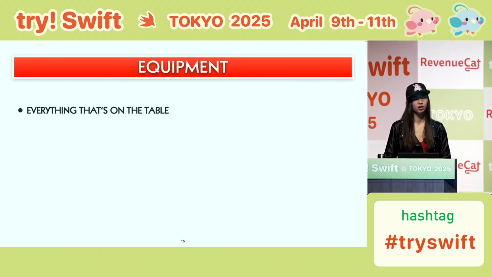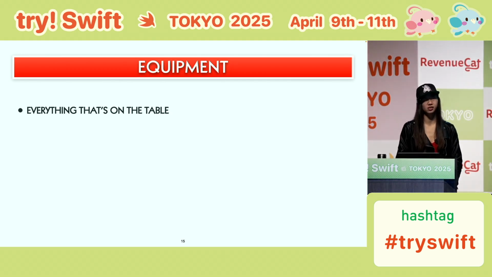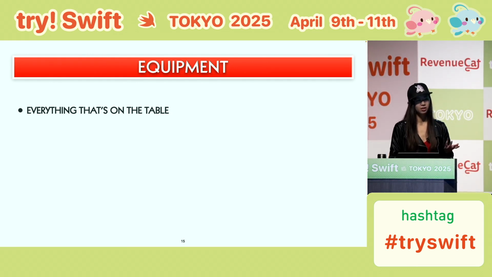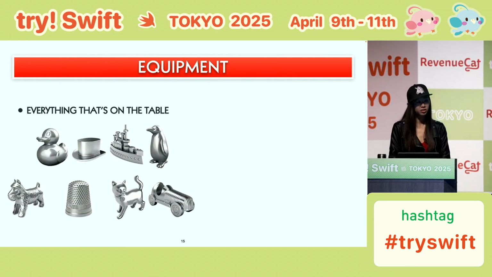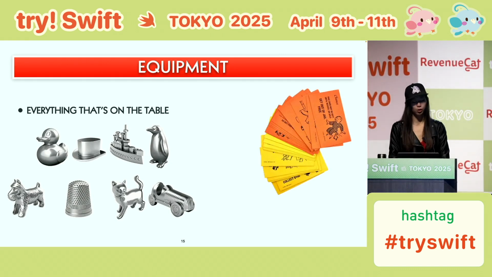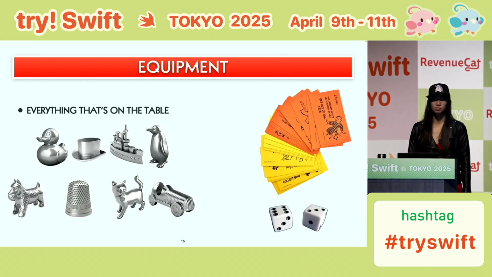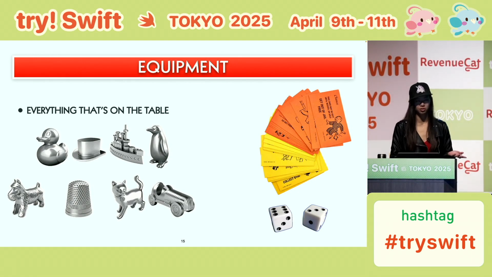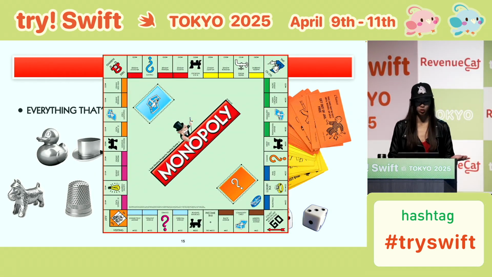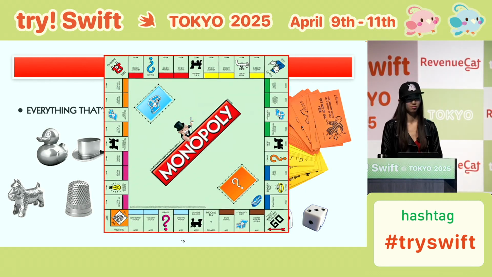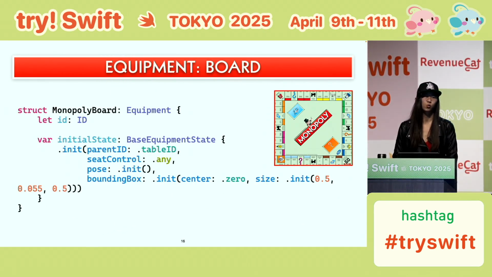Next, we have equipment. And equipment is everything that is on the table. This would mean the tokens, our cards, and the die. And most importantly, the Monopoly board. So let's start with the board. We have our Monopoly board.